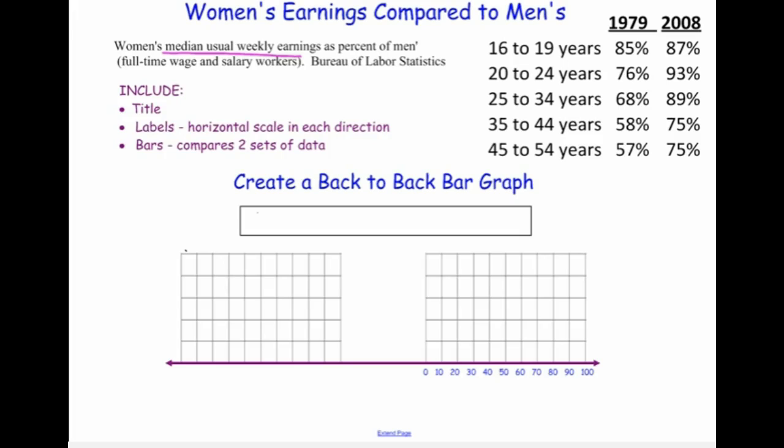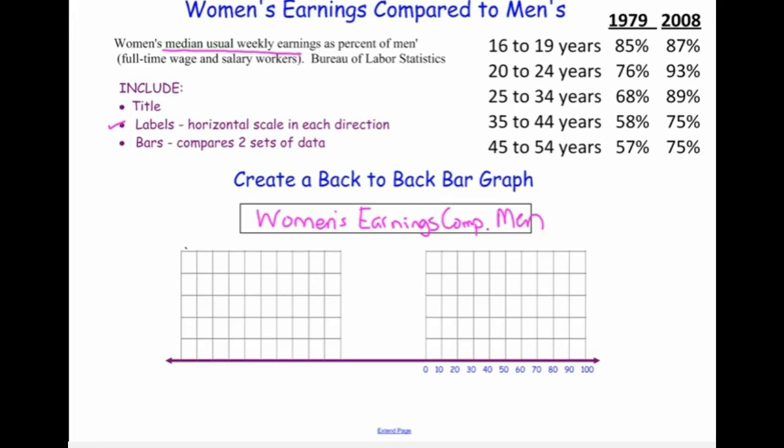earnings. So definitely you want to include a title. You can write in your title, women's earnings compared to men. You always should label your horizontal axis. I did the right-hand side. Why don't you do the left-hand side? Notice how I'm going to work my way to the left, getting larger as I move left, so that they start from the inside and work outward. So label up your axis.